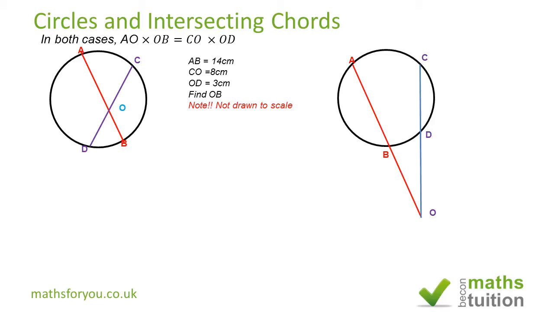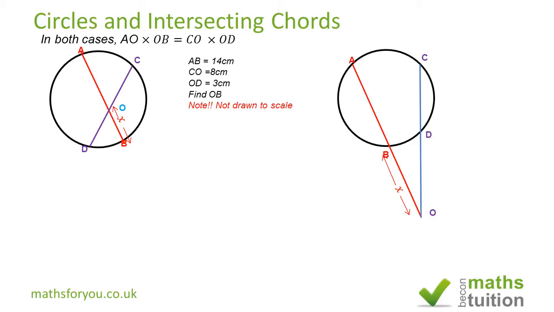Now, in both cases, AO times OB will be equal to CO times OD. We're supposed to find the value of X in both cases.